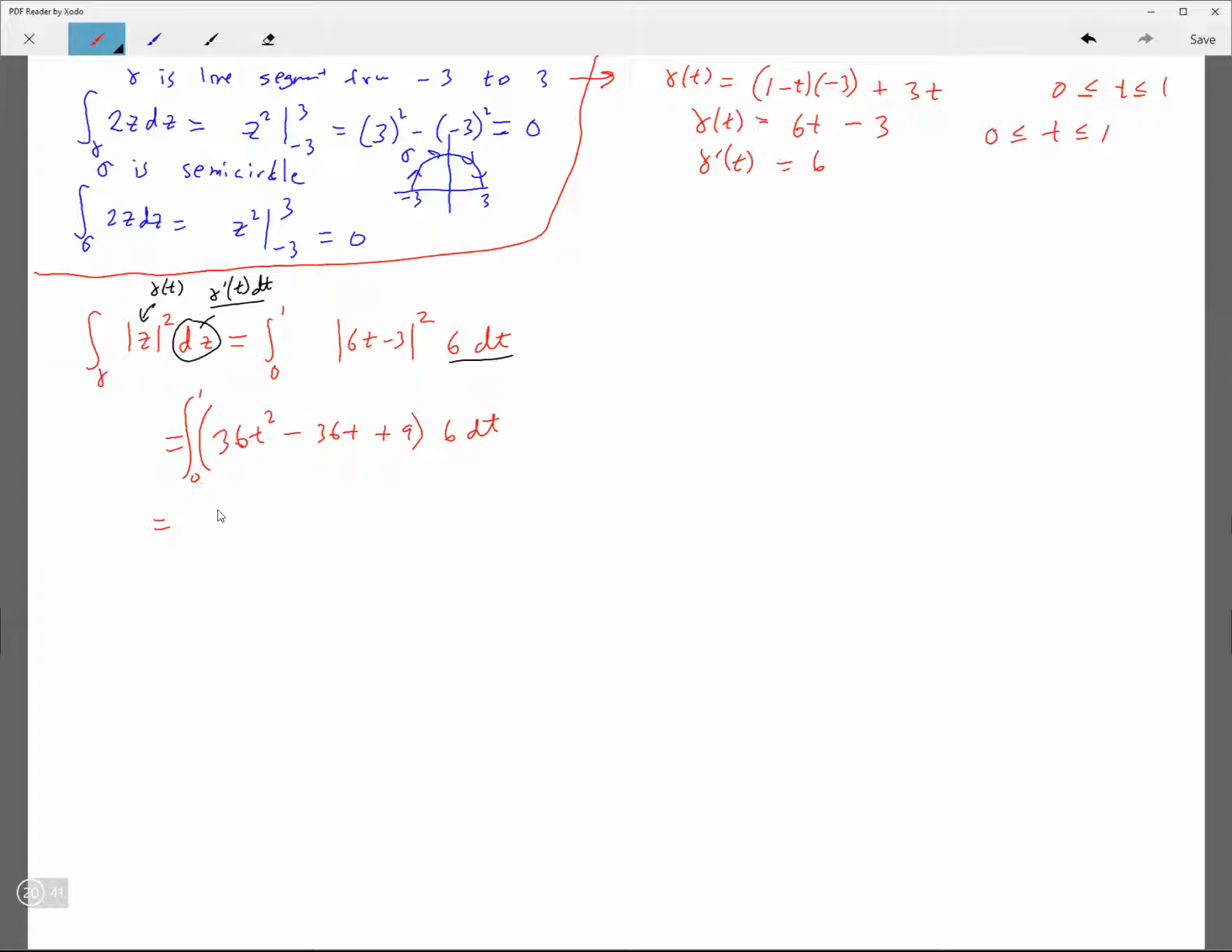Okay, let's do it anyway. So if you integrate that, you get t cubed over 3, that's 12t cubed minus 18t squared plus 9t evaluated from 0 to 1, all multiplied by 6. Right, so put the upper limit in, so it's 12 minus 18 plus 9 minus, and put zeros in, that's all going to be zeros. Okay, so that's 6 times 3, 18. So 18 is your answer there.